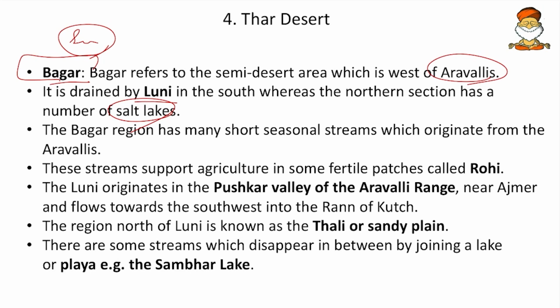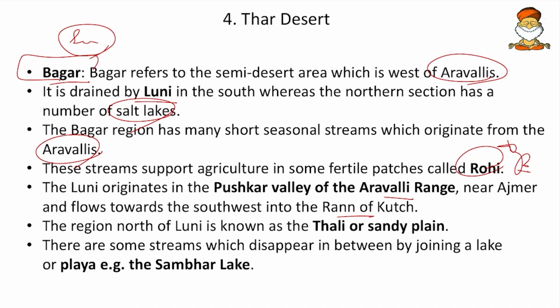Then the Bagar region has many short seasonal streams which originate from Aravallis, and these streams support agriculture in some fertile patches called Rohi. So what is this Rohi? So these are the agricultural lands in this semi-arid region, very next to Aravallis. And Luni originates in Pushkar Valley of the Aravalli range near Ajmer and flows towards the southwest into Rann of Kutch, and it doesn't flow into the ocean, so it will disappear inside the sands. So that is why it is called an ephemeral river.